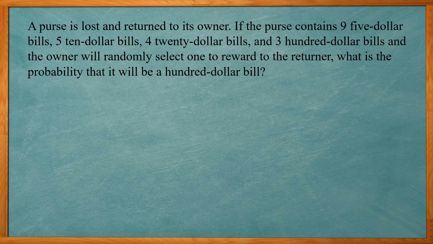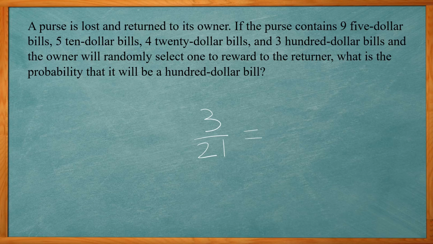This one reads, a purse is lost and returned to its owner. If the purse contains 9 $5 bills, 5 $10 bills, 4 $20 bills, and 3 $100 bills, and the owner will randomly select one to reward to the returner, what is the probability that it'll be a $100 bill? So again, we will find probability, favorable outcomes. This would be the $100 bill. There's 3 of those. And how many bills altogether? 9 plus 5 plus 4 plus 3. That adds up to 21.